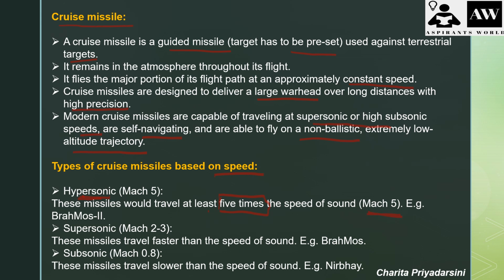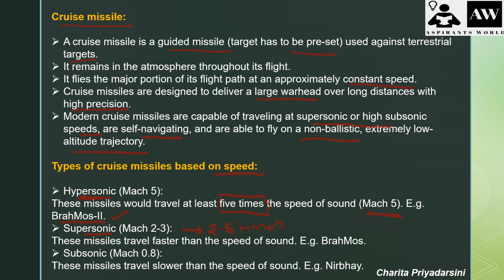They are referred to as hypersonic missiles. The BrahMos 2 category is one of the best examples of that. And the supersonic category is between Mach 2 to 3. That means these missiles travel faster than the speed of sound, that is 2 to 3 times the speed of sound. So the example is the BrahMos category.